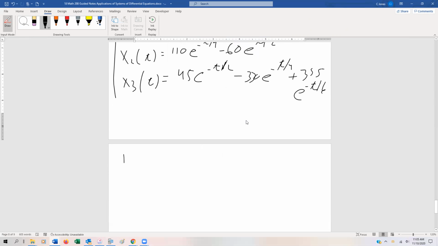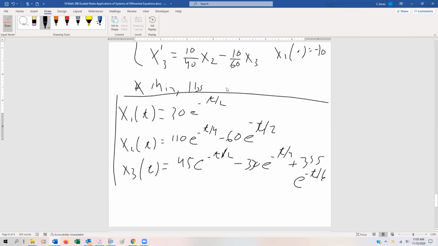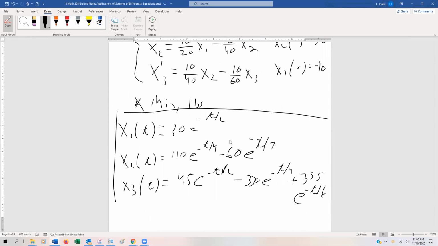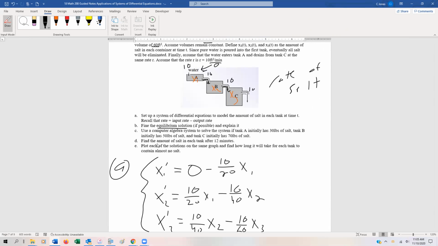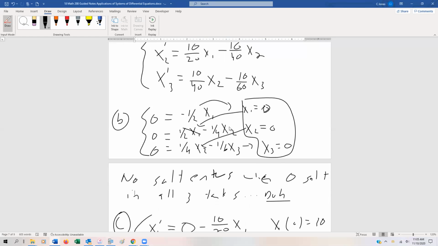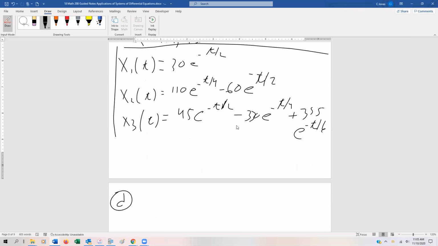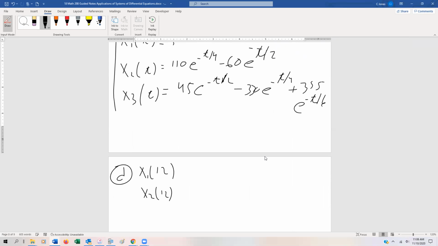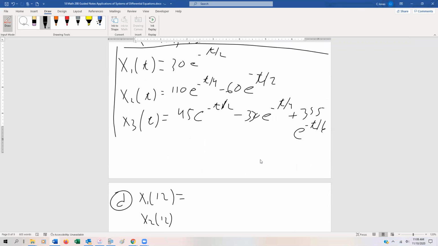And now for part D, all we're going to do is apply the solution. So in part D, we want to find the amount of salt in each tank after 12 minutes. So in reality, all we're doing is finding x1 at 12, x2 at 12, and x3 at 12. I'll just write the first one out just because it's the easiest one. So we're just going to have 30e to the minus 12 over 2, and that's going to be approximately 0.0745 pounds.